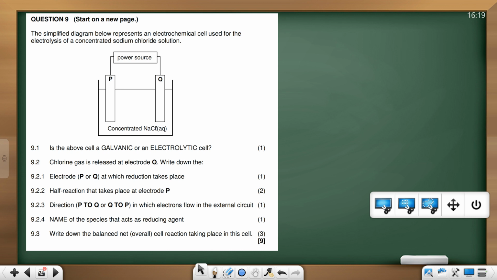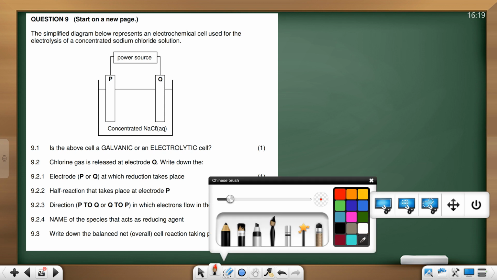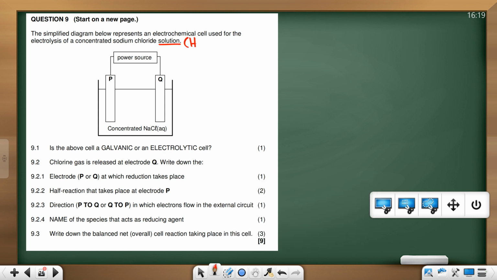All right. But here is my first call of attention. The word solution means there is water. So there is concentrated sodium chloride and there is water. I hope it makes sense. Although it's concentrated, it still has water.